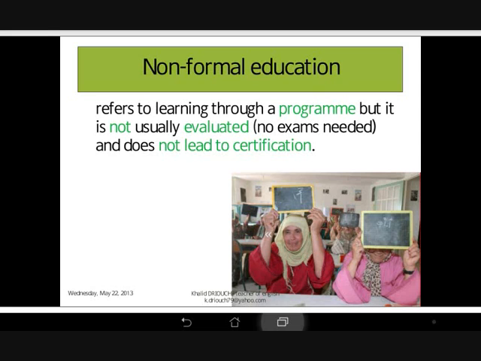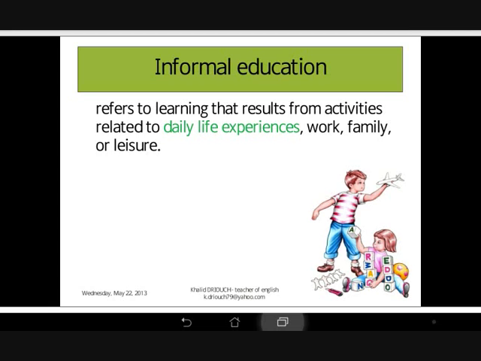That's the main objective. Now, the third kind is kind of between formal and non-formal education, and that's the things we learn in our everyday life activities. It's learning that results from activities related to daily life experiences. It can be at work, or in family, or leisure. Things that we do just for fun. And think about when you were a kid and you are just playing games and having experiences in your everyday life, but still you learn from those things.